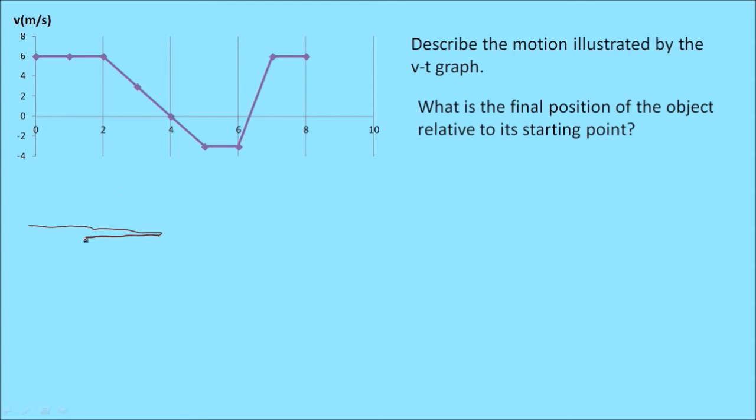It doesn't reverse direction there. It starts slowing down. So it's going fast, and then it's going slower and slower. Here its velocity, wherever that point is, is 0 again. And it starts moving in the positive direction again.